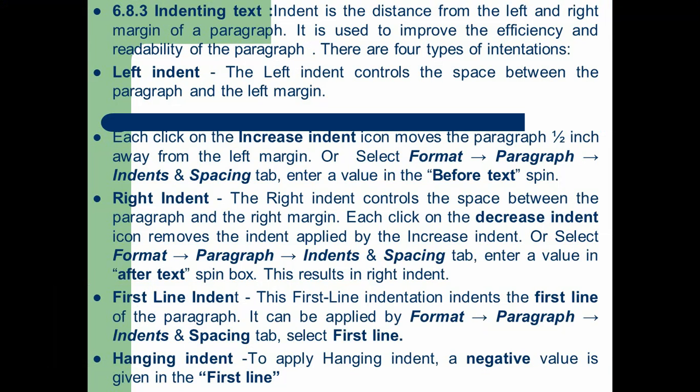So what is first line indent? The first line indentation is the indentation applied by formatting paragraph which applies to the first line of each and every paragraph. Hanging indent will apply when a negative value is given in the first line option. So this is the difference between first line indent as well as hanging indent.